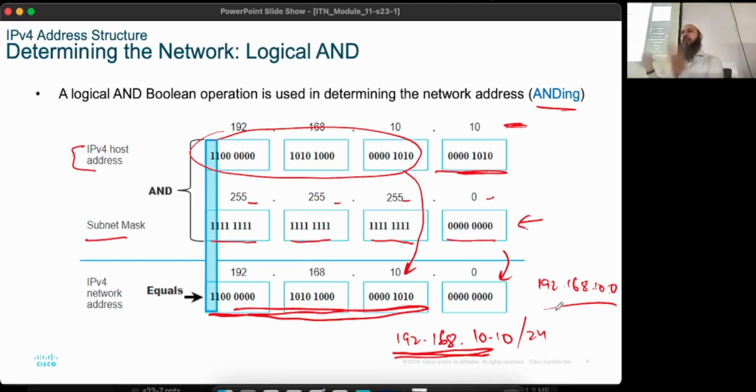Okay? But you understand the concept, right? It's simply ANDing. Sometimes we humans can do the AND like that. Sometimes we have to think about it. But even if you have to think about it, the operation itself is fairly straightforward.